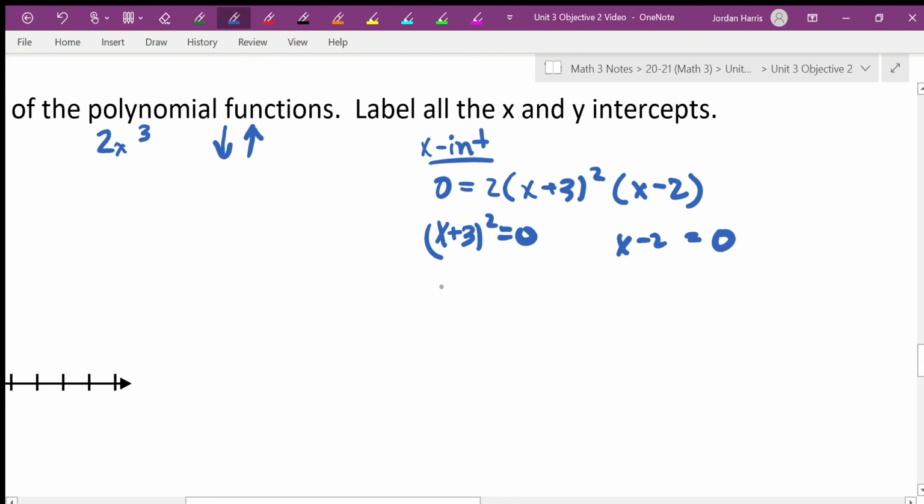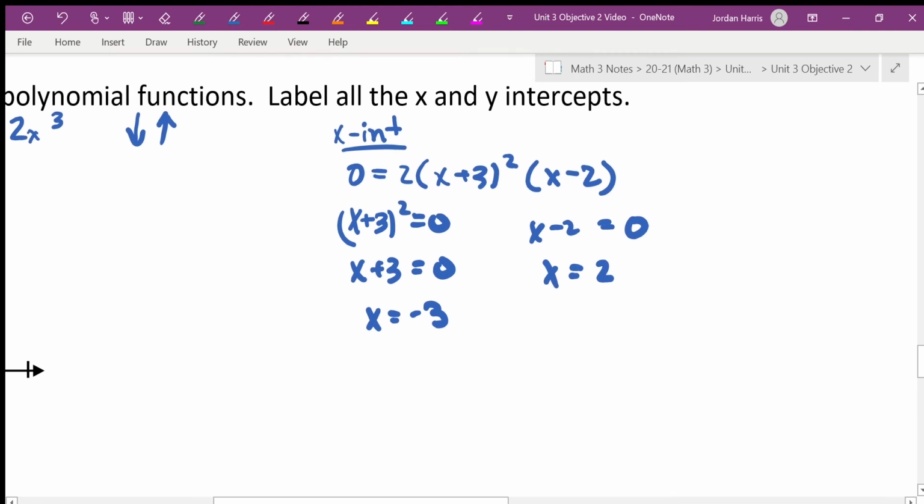Okay, so this one I square root both sides, so I get 0, and then I subtract 3. This one I add 2, and so I get my 2 x-intercepts. Negative 3, 0 with a multiplicity of 2, it occurs twice because of that exponent. And 2, 0 with a multiplicity of 1, it only occurred once.